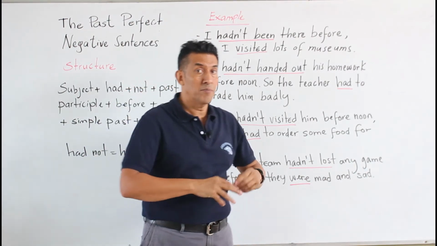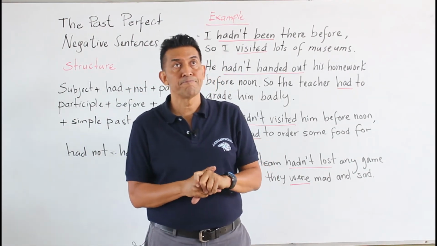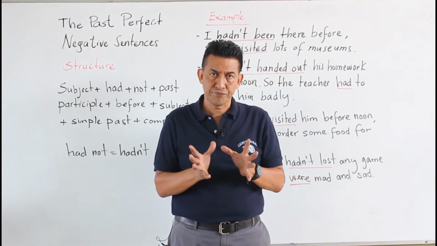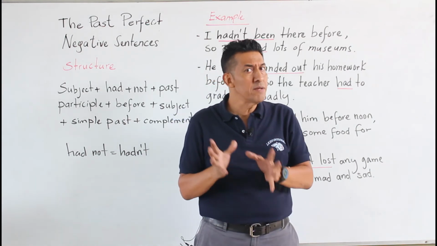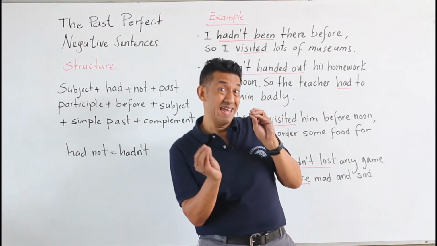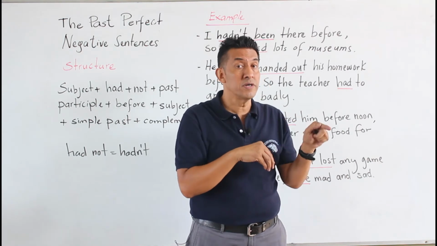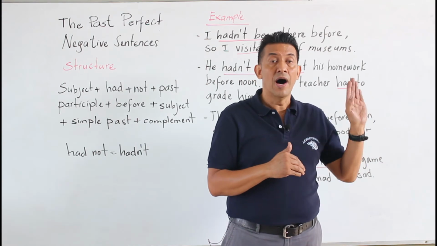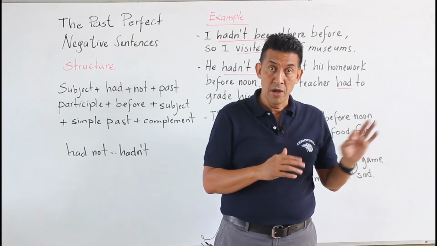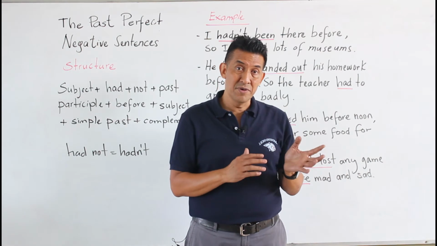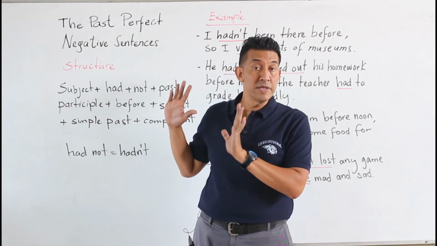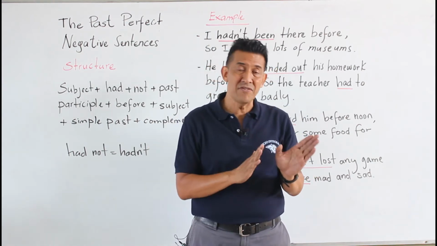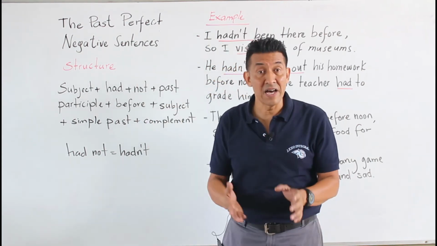Okay, let me give you an example. For example, I had never been in the United States, and because I hadn't been there before, when I had the opportunity to be there, what do I do? I visit a lot of museums, a lot of places, because I had never done that before. Okay, that's the idea. Something that you haven't done. That's why it's a negative sentence.